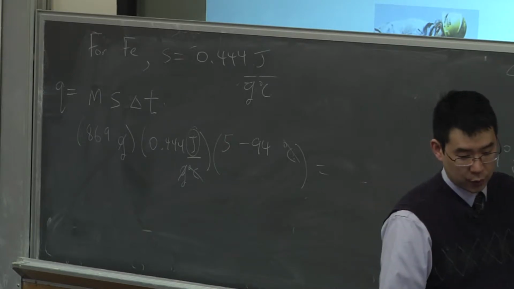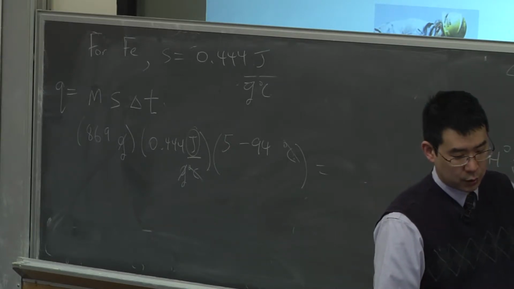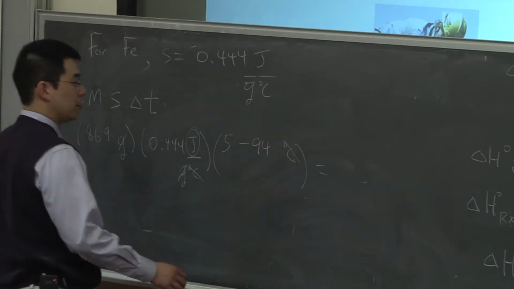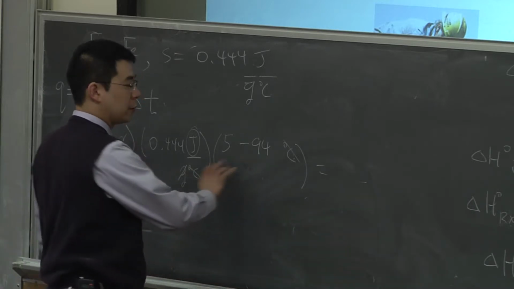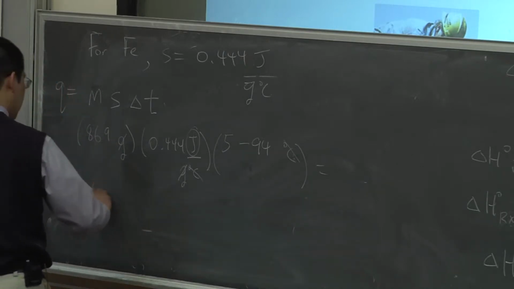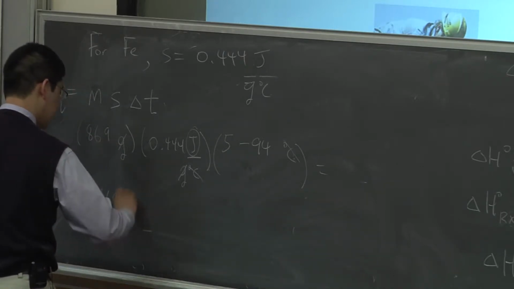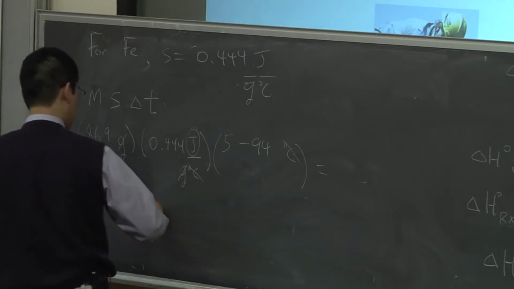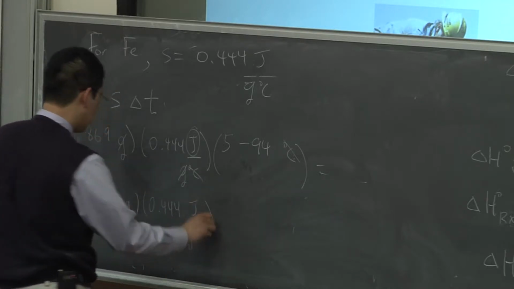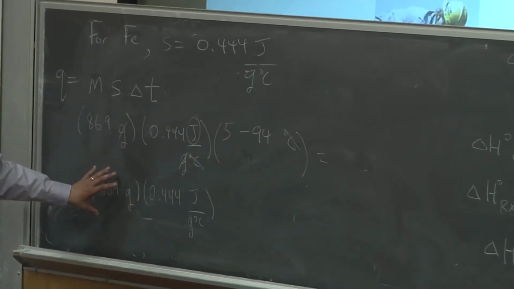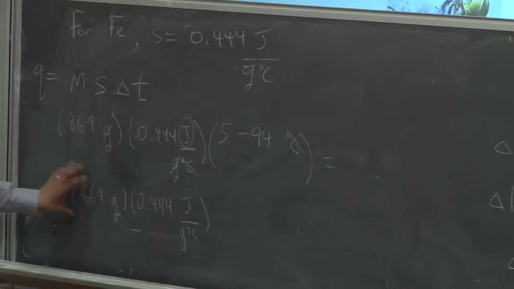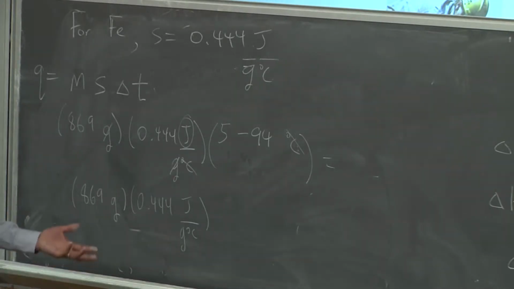I think I have the math here. Because this is 89, this is going to be negative 89. Let's write this out anyway. So 869 grams, positive, times 0.444 joules per gram degree Celsius, positive. Mass is basically always going to be positive. It's very hard to get a negative mass. I guess you could take stuff away, but mass is positive if you have an actual thing there.